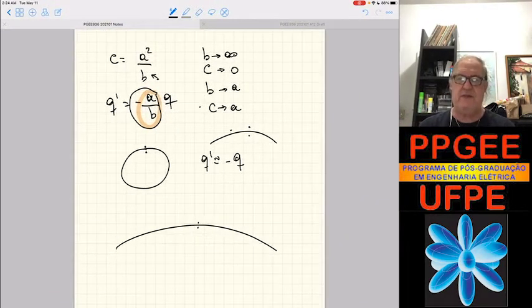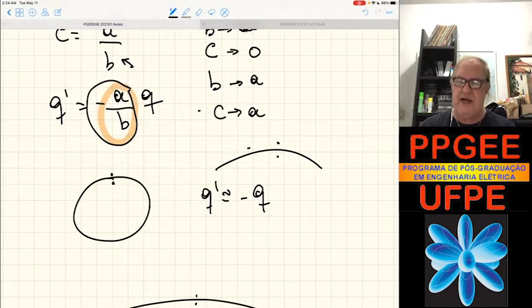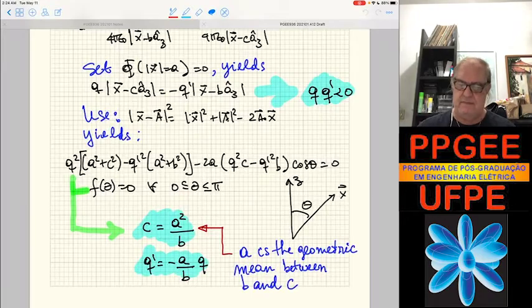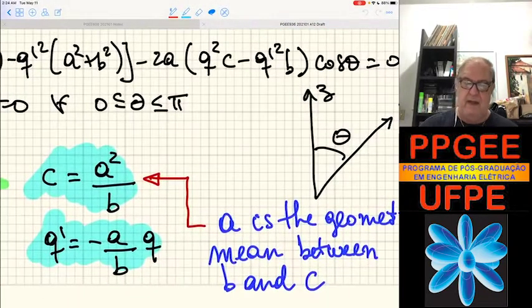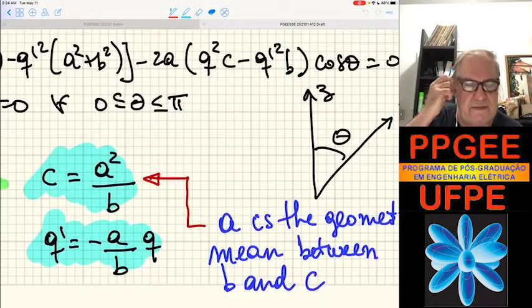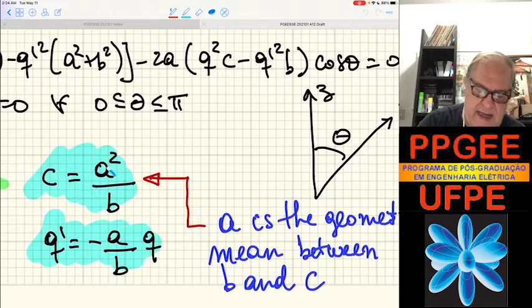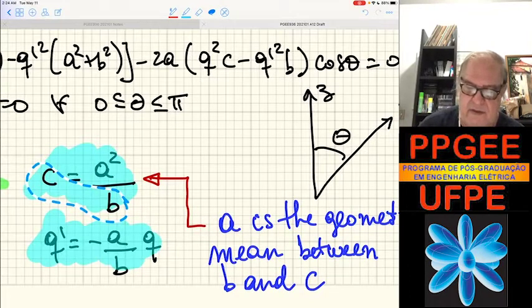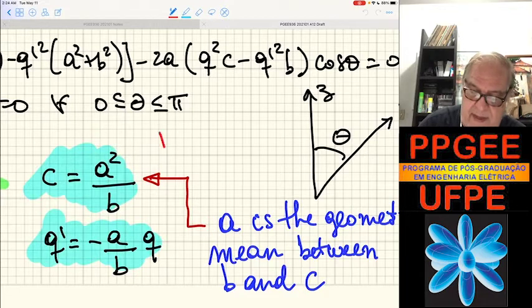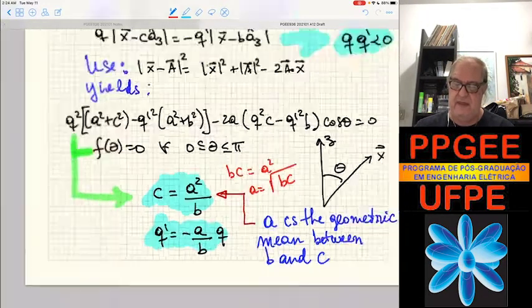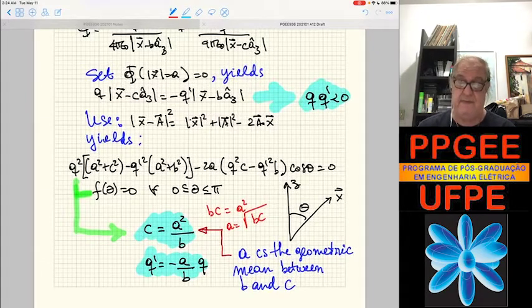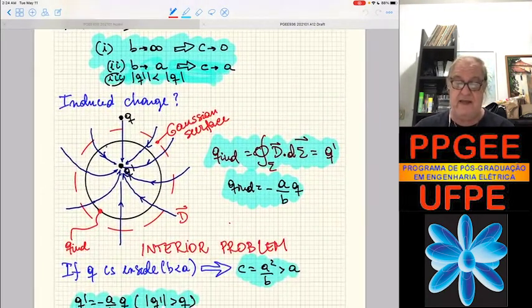So, first question, what is the induced charge? Just notice this important hint here, right? For the image made for a spherical surface, A is the geometric mean of B and C. So B times C equals A squared, or A equals the square root of BC. A is the geometric mean between B and C. That's a nice hint, so we don't forget that.